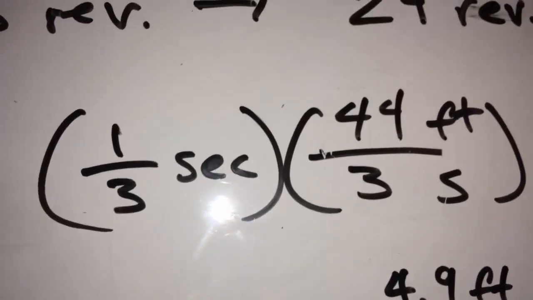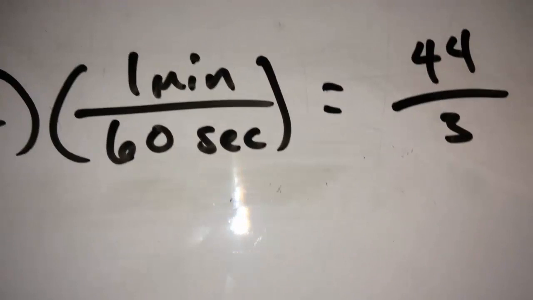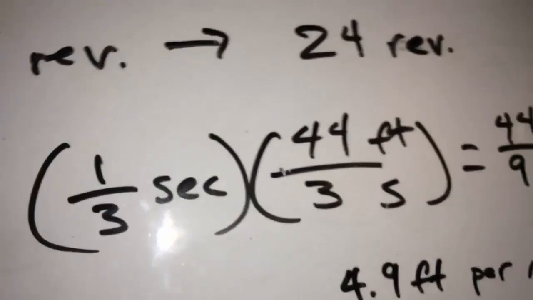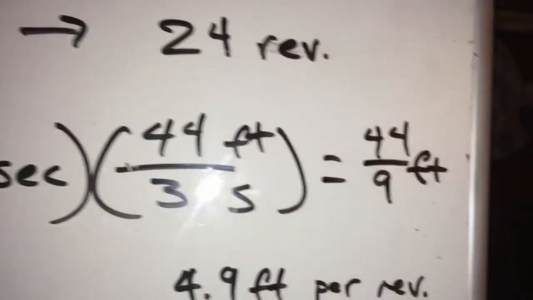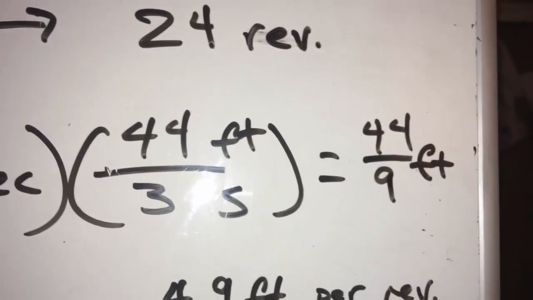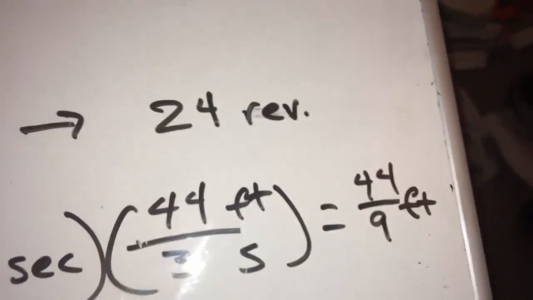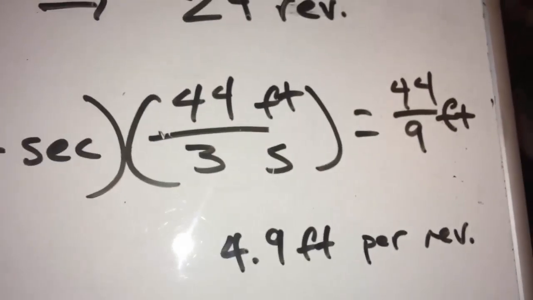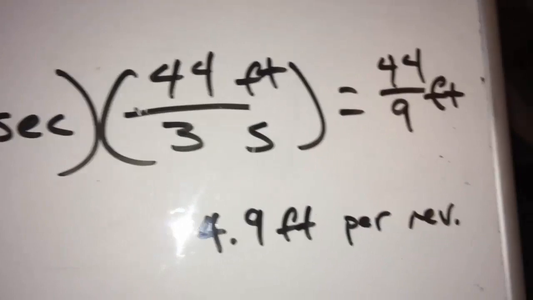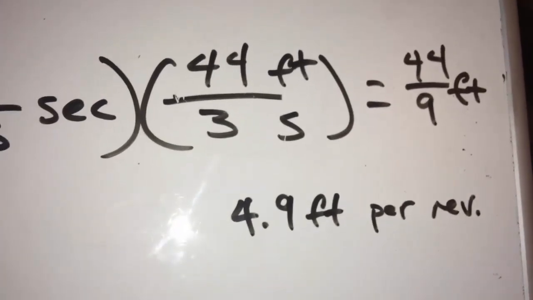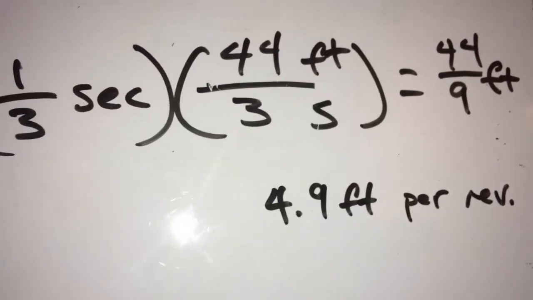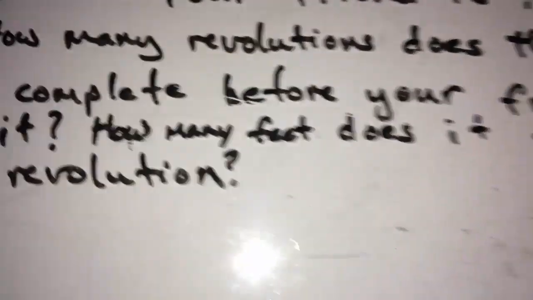So we have 1/3 of a second times the speed at which the frisbee travels, which is 44/3 feet per second. The seconds cancel and you're left with 44/9 feet. Using a calculator to put that into a decimal answer, you get 4.9 feet per revolution. The frisbee travels 4.9 feet in 1 revolution.